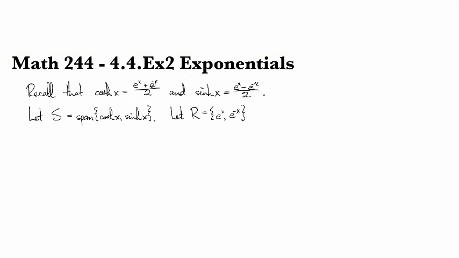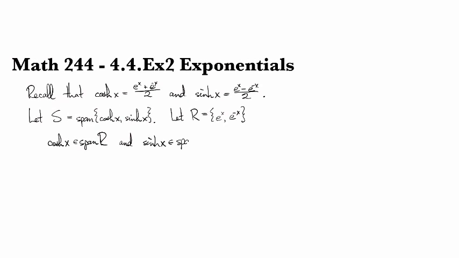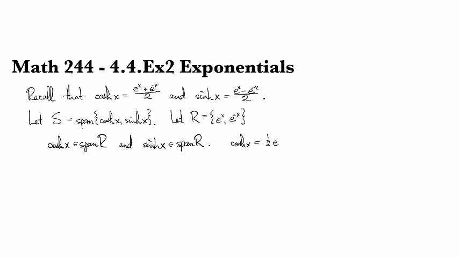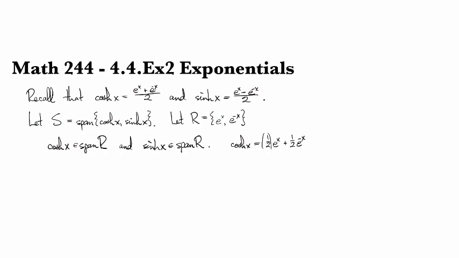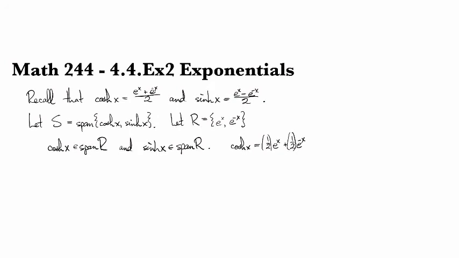So let's notice, from the definitions, it's clear that cosh x is in the span of R, and so is sinh, because both of them are linear combinations of e to the x and e to the negative x. For example, cosh x is 1/2 e to the x plus 1/2 e to the negative x. So these are linear combinations of e to the x and e to the negative x.